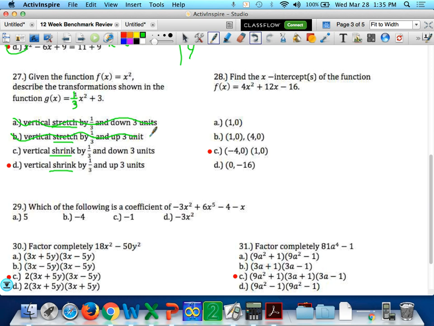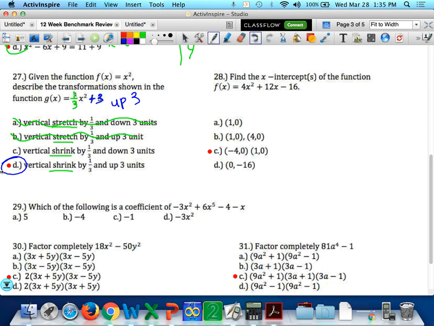Okay? Next, we have to establish what this plus 3 out on the very back end did. Plus 3 on the very back end, that's up or down. Well, it means up 3, because up and down on the back end makes sense. Plus 3 goes up 3. So that leaves us with option D.